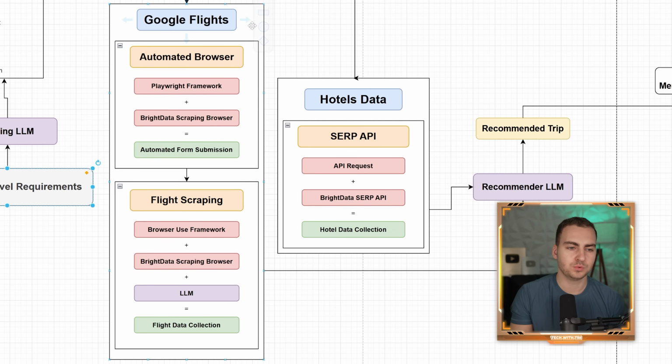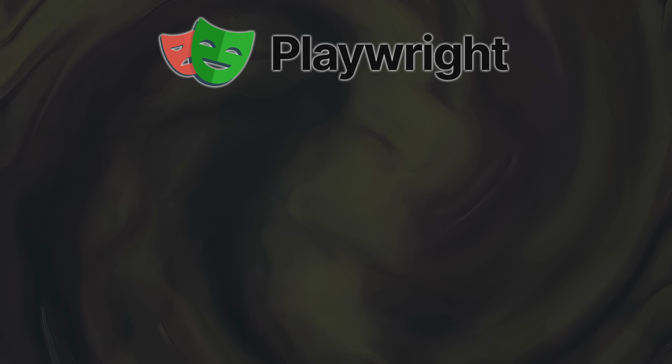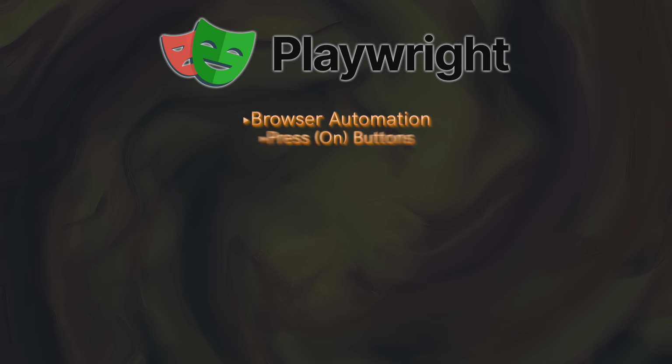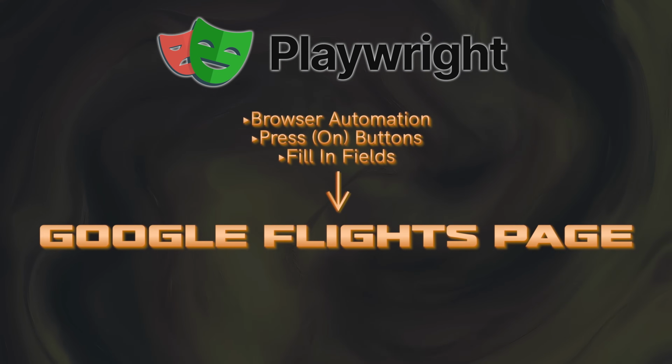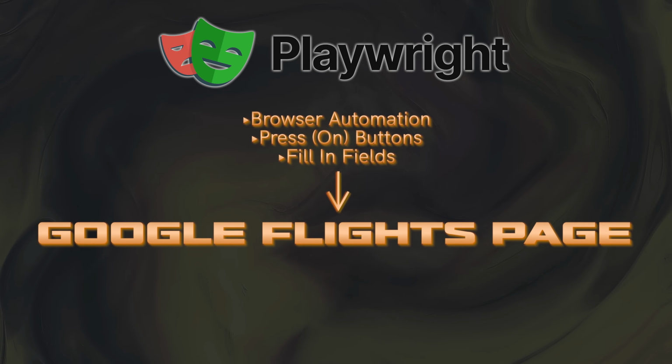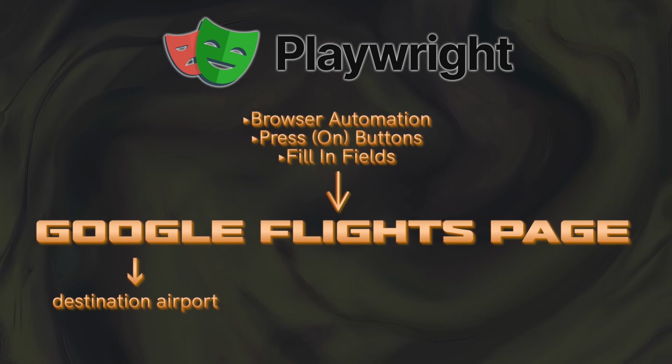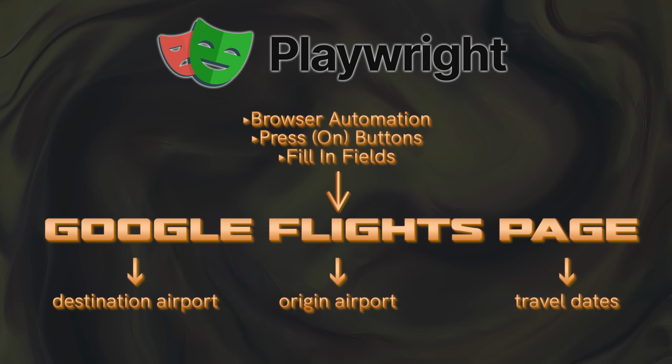So when we're looking for Google Flights, the way that I've done this, and there's multiple ways to go about doing it, is I've split it into two components. The first thing that I do is I automate the browser manually using a framework called Playwright. Now, Playwright allows you to do browser automation and press on buttons and fill in fields. So that's what I do to generate the Google Flights page that has like, the destination airport, the origin airport, and the dates that we're going to be traveling on.